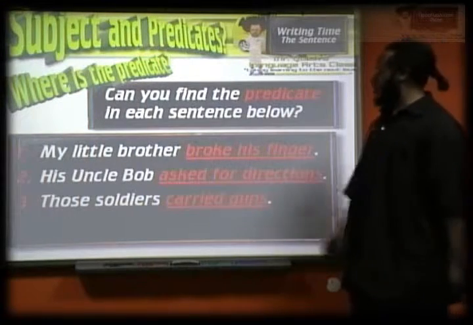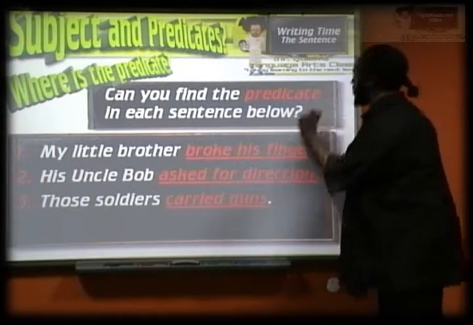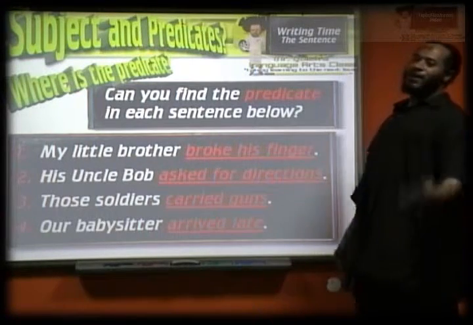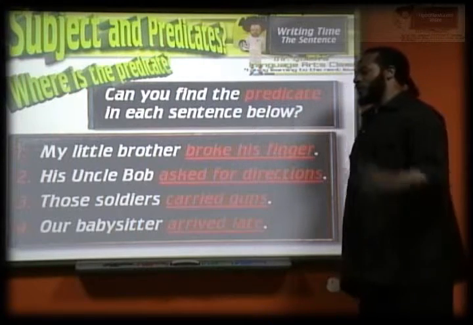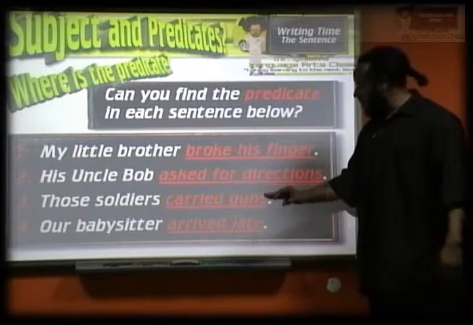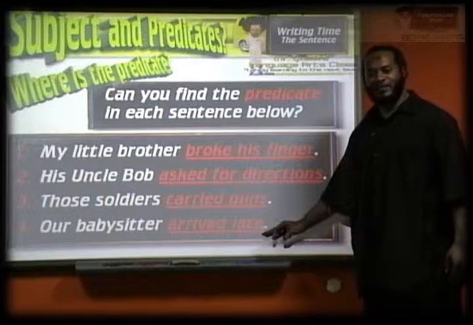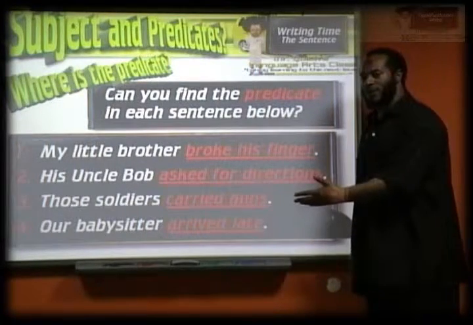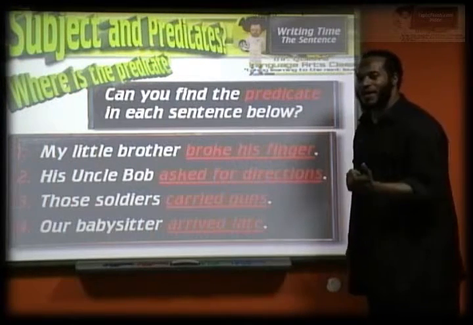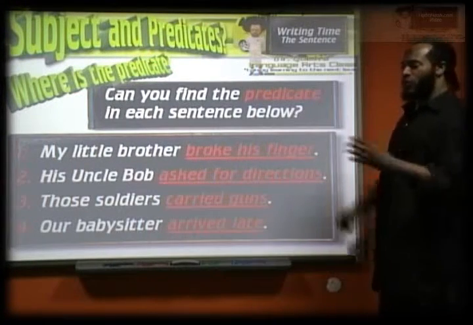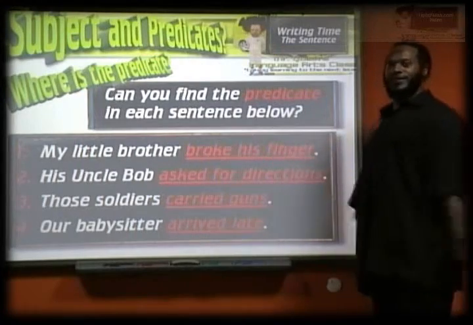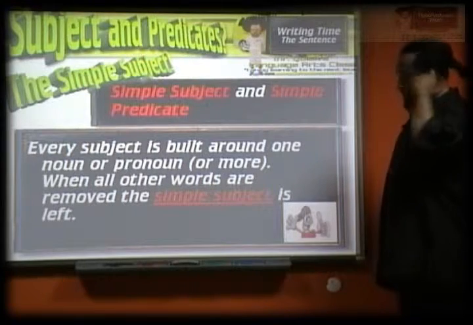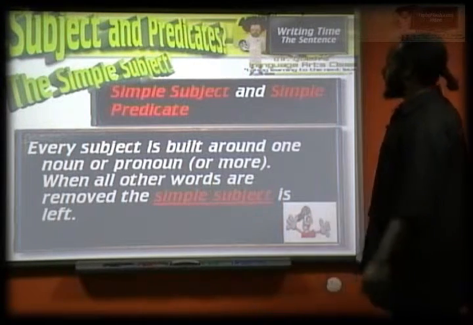Yes, the soldiers carried guns. What did the soldiers do? The soldiers carried guns. Our babysitter arrived late, and of course our babysitter is the subject. The question is, what did the babysitter do? Arrived late. So now we see that it can be very, very easy finding subjects and predicates if we just apply a simple method of finding it. Yes, trying to make it scientific here.